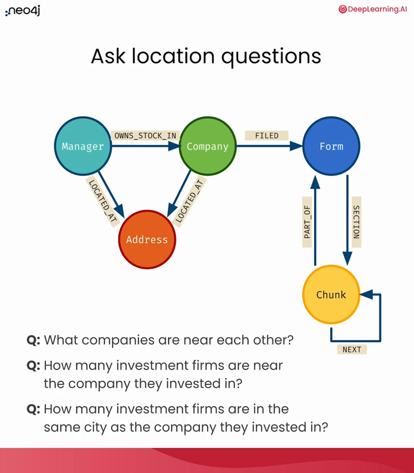With those addresses in the graph, you can ask interesting questions like what companies are near each other just by following pointers in the graph. Some company that's located in an address can go back to another company that was attached to that address. You can do the same thing for companies across to managers and so forth. It's actually kind of fun to think about.